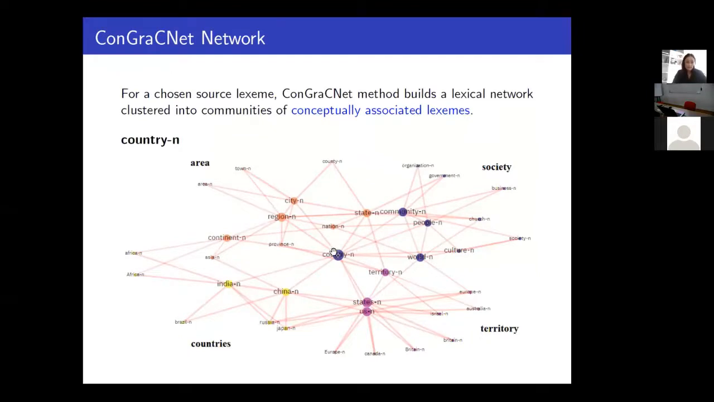And for example, if you look at another word, country, you can see here that we also obtain different meanings, like the territory of the US and states, several countries like India, China. So these are examples of countries. We obtain words that are related to area, like region, city, state, continent, and so on, but also a more high-level meaning related to society, like people, world, culture, and so on.